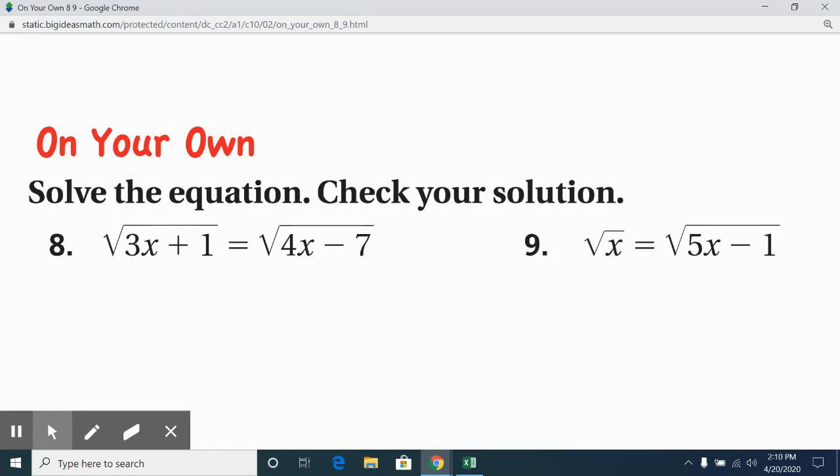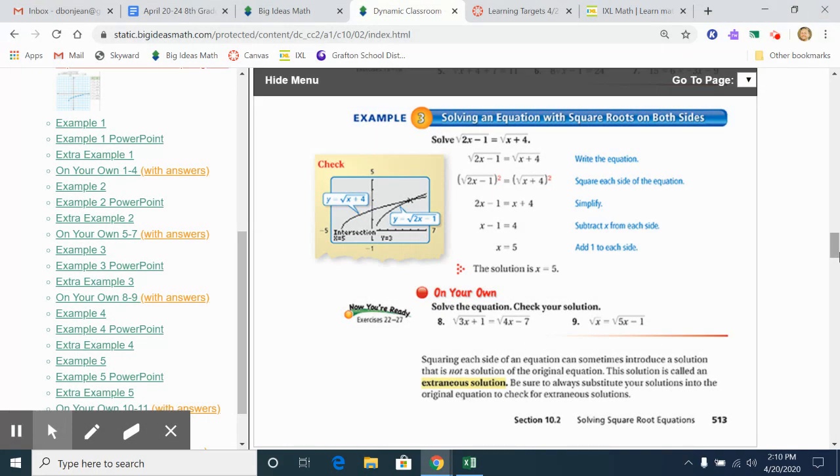I am going to have you pause your video at this time, give these two problems a shot, and then when you come back, your answers will be up. Okay, so x equals 8 and x equals 1/4 for our answers here. Hopefully that makes sense. Let's move on to what I said.